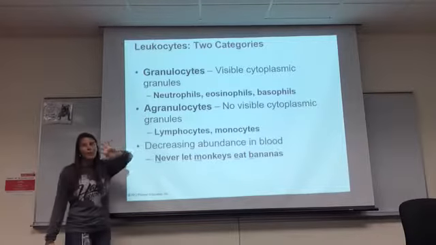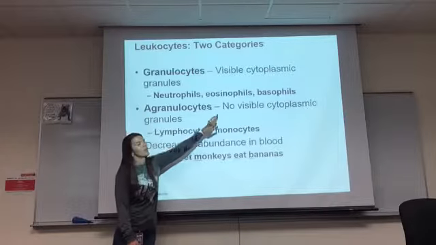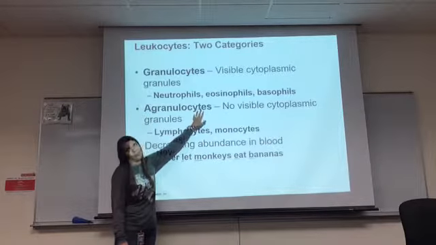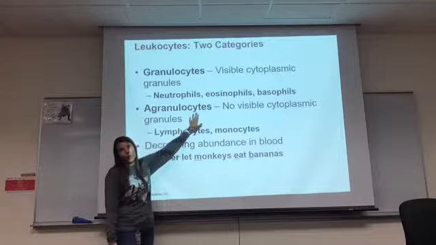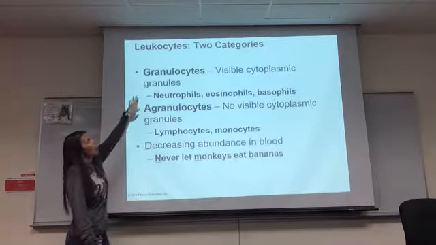You have 5 types of leukocytes. 5. Neutrophils, eosinophils, and basophils, or basophils. You can call them however you want to call them. I call them eosinophils. Neutrophils, eosinophils, and basophils are all granulocytes.